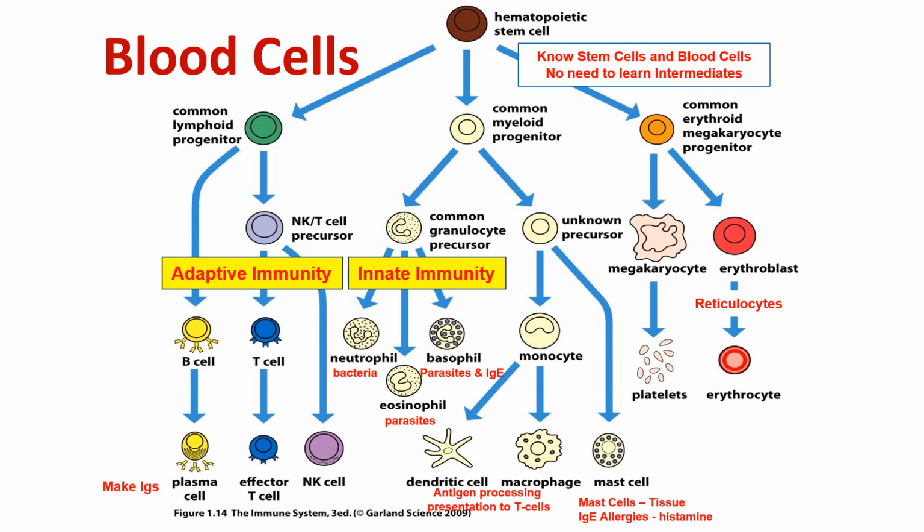The monocyte becomes a dendritic cell or a macrophage, and these are antigen presenting cells. They attack bacteria and other things and present the antigens to the T cells, so that they can initiate the B cells to make new antibodies.